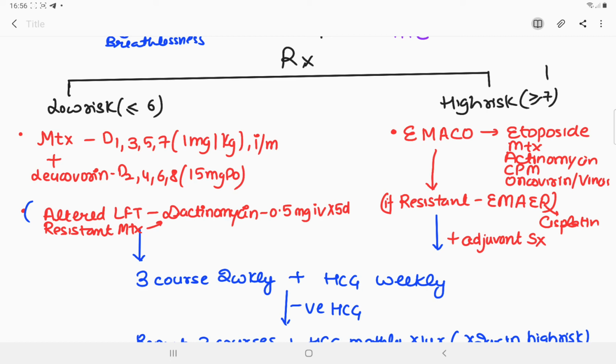For a patient of high risk, that is equal to or more than 7, EMA-CO therapy is given. E stands for etoposide, M for methotrexate, A for actinomycin, C for cyclophosphamide, O for oncovin or vincristine. If the patient is resistant to EMA-CO, then EMA-EP is given. In this, P stands for cisplatin. Plus, adjuvant surgery can be done nowadays.